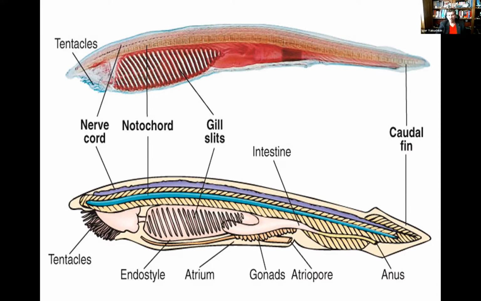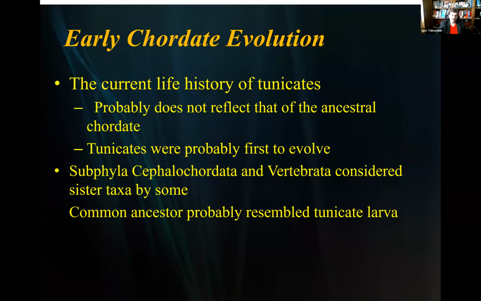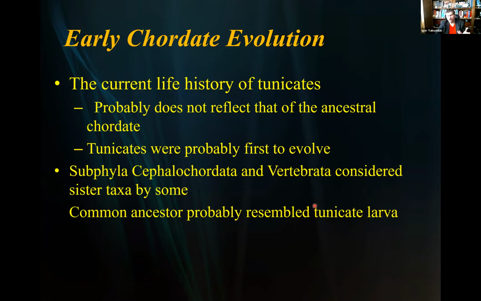Now, the current life history of the tunicates, once again, probably they were first to evolve based on the genomic structure. And once again, we think that the tunicate larvae started reproducing somehow on its own due to some sort of mutation. All right. Cephalochordata, on the other hand, and Vertebrata are very closely related from the genetic point of view and the structures, of course. Now, let's talk a little bit about Hox genes.